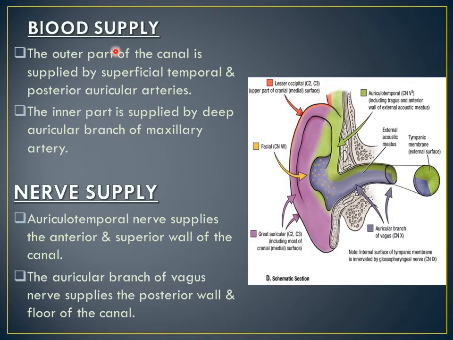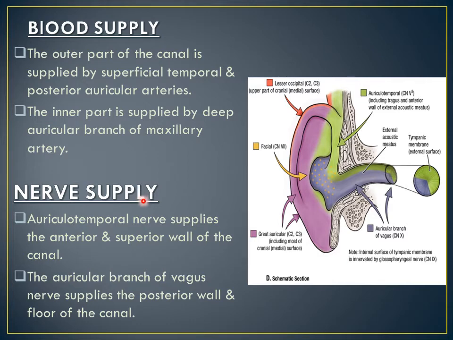Blood supply of the external acoustic meatus. The outer part of the canal is supplied by the superficial temporal and posterior auricular arteries, and the inner part is supplied by the deep auricular branch of the maxillary artery.